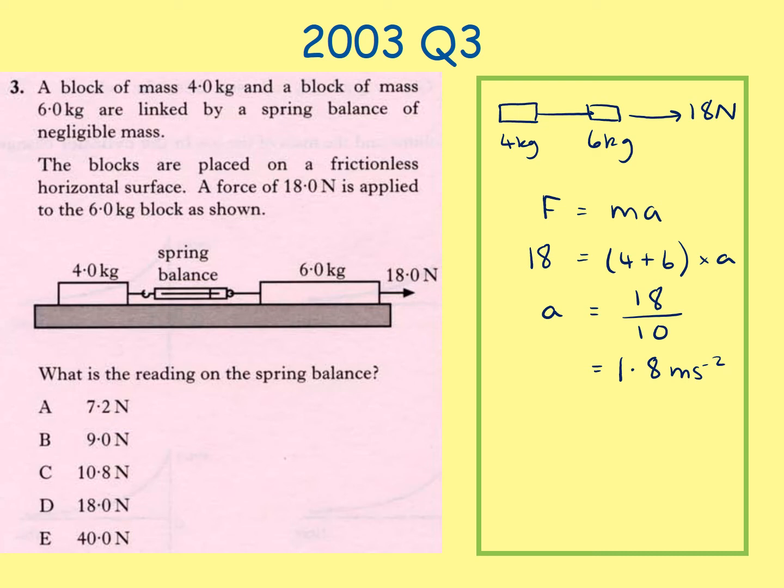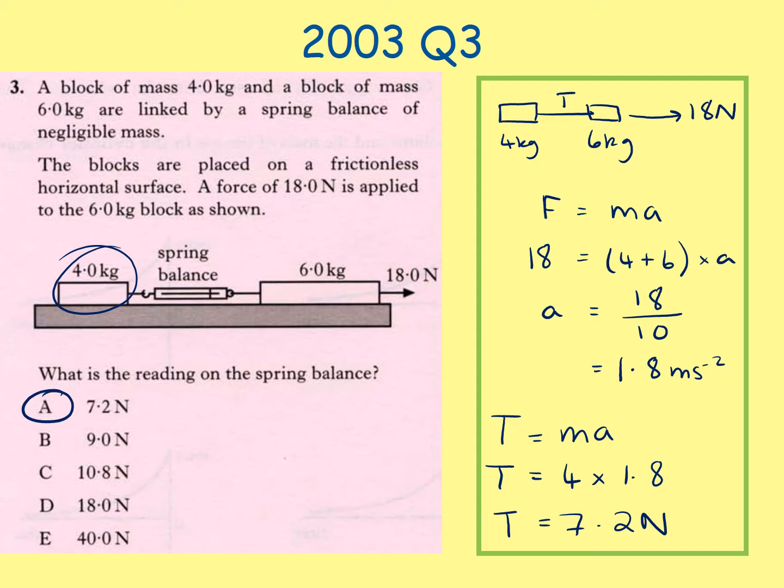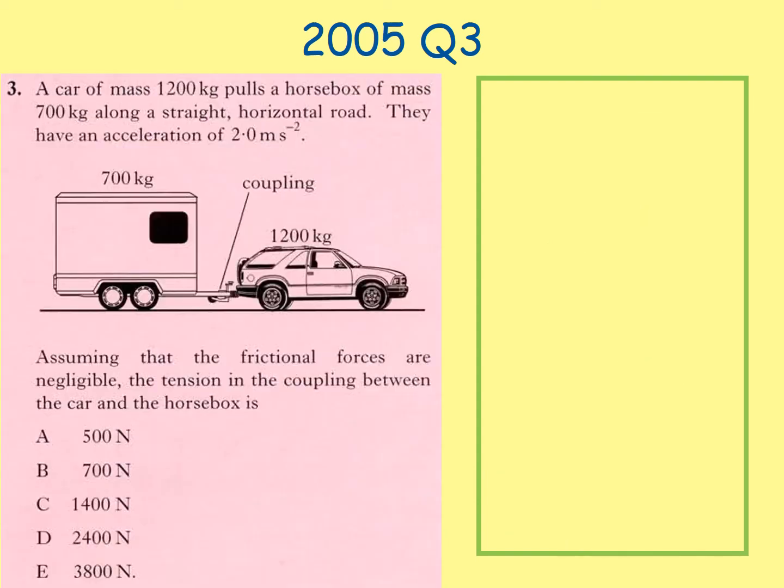We want to work out specifically the reading on the spring balance. So we know that this, similar to the last question, we can label as the tension, just here. And so we can say that T equals ma. T equals just the mass of the 4 kilogram block this time, because that's the one on this side that's pulling on the spring balance. So we times this 4 by the acceleration that we worked out, which is 1.8, and so our tension is 7.2 newtons. This is an answer of A.